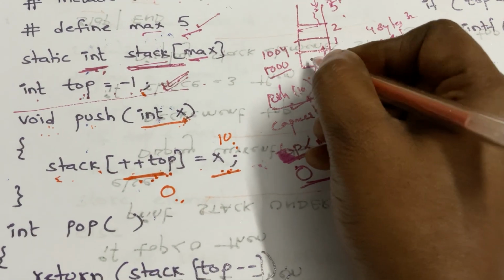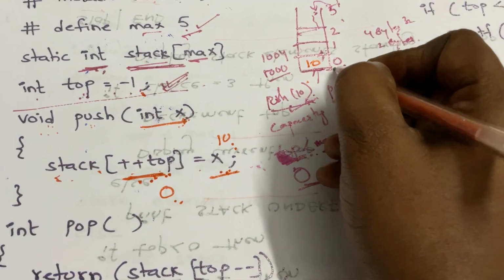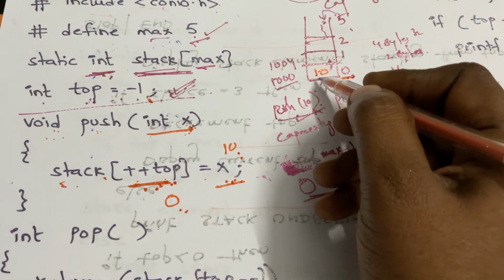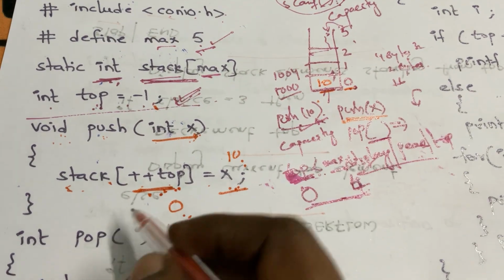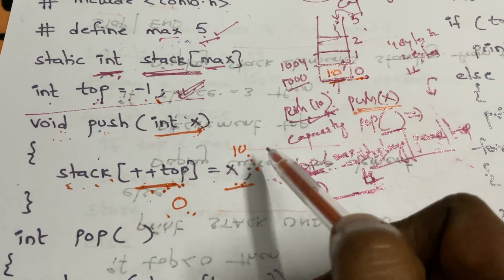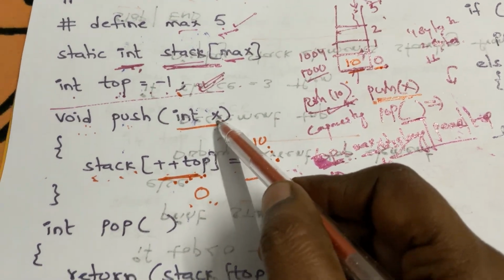Now look at stack[0] equal to 10. So 0 indicates the position. Stack indicates the name. Top is what you are indexing, the position's value. Now stack[0] is equal to 10. If I wanted to push another element, I can call this function again.